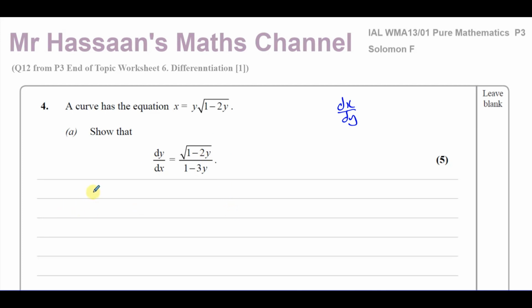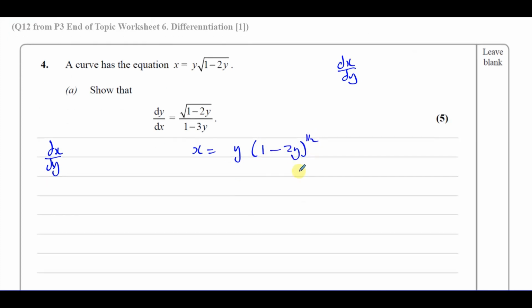So the first thing we do is, if we want to find dx/dy, we have a product of two separate factors. We have x equals y times, and we can write this as 1 minus 2y to the power of a half. So what we're going to do is say let u be y and let v be 1 minus 2y to the power of a half. So now we're going to find du/dy. It's not du/dx, it's du/dy. We're going to differentiate this expression with respect to y.